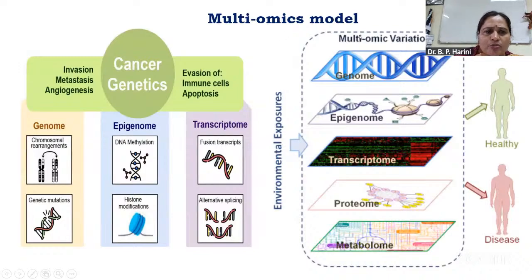Variations, how the multi-omics model says that we have the epigenome, which gives rise to the genome, that is a chromosomal rearrangement, and at the genetic mutations level. Here, epigenome is the one wherein we study the DNA methylation, which leads to the histone modification. And we have the transcriptome, that is the fusion transcript, which leads to the alternative splicing. So all this together leads to invasion, metastasis, and angiogenesis, and on the other hand, evasion of immune cells and apoptosis, it leads to the cancer genetics.